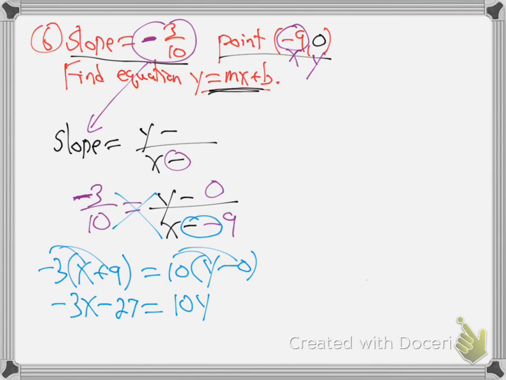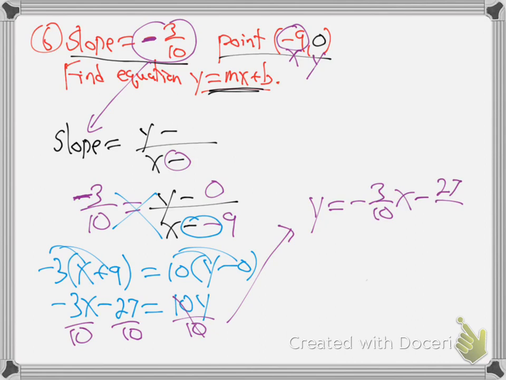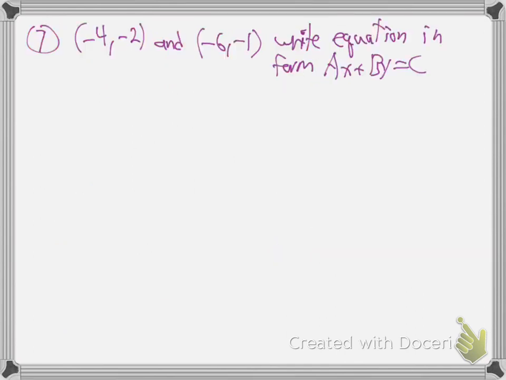We're supposed to get y alone. The last step to get y alone is divide through by 10. You divide all 3 by 10. So that means y equals minus 3/10 x minus 27/10. There's the equation. Okay, so here's number 7.